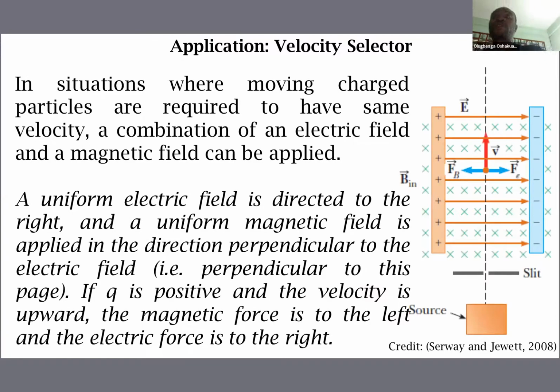So we have applications of electrodynamics, and one of them before us now is a velocity selector. The velocity selector helps in producing charges that have the same velocity. Whenever there is a stream of charges and you want to filter out the particles that have velocities different from what you want, then a velocity selector is what you need.